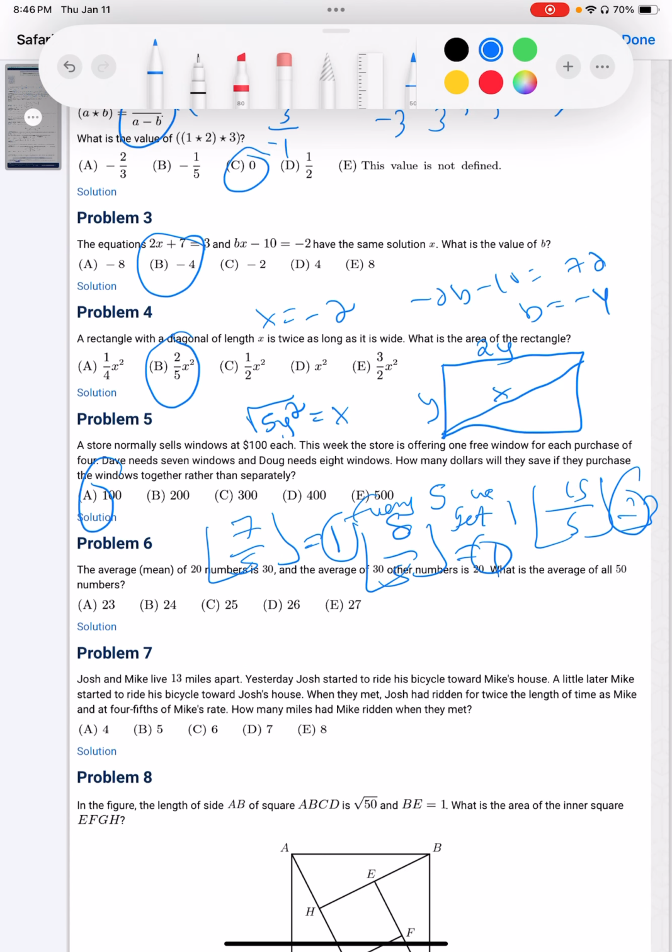So we're saving a total of 2. So it's 2 times 100. 3 times 100 minus 2 times 100 is just 100. So it's just A.